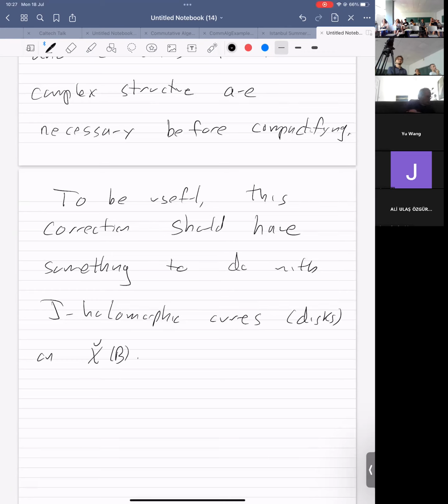So I think that's kind of where I want to end. There are probably going to be any number of talks explaining how this works. In particular, Bernd Siebert and I will elaborate on our approach to this problem next week during the conference part of the two weeks.